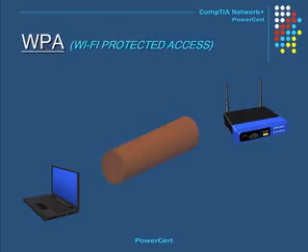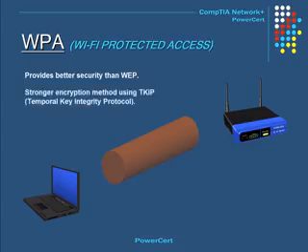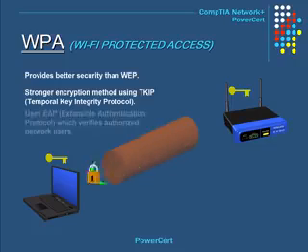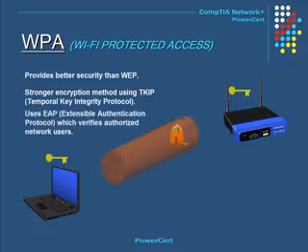WPA is another wireless security protocol that was developed to solve the security problems of WEP. WPA is far better than WEP in two ways. First, it uses a stronger encryption method using TKIP, which stands for Temporal Key Integrity Protocol, which dynamically changes keys as it's being used. This ensures data integrity. And secondly, WPA uses EAP, which verifies authorized network users.